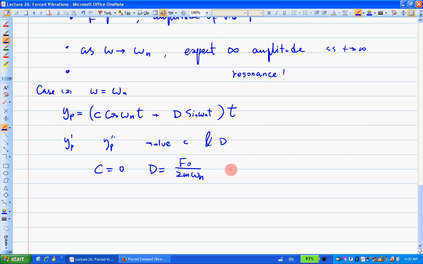So which means the yp is basically just f naught over 2m omega n. Don't forget the t there. There's a t here. And sine omega n t. So that's yp, right? Then the general solution is YH plus YP. So YH is still the same thing, right? The only changed one is YP.